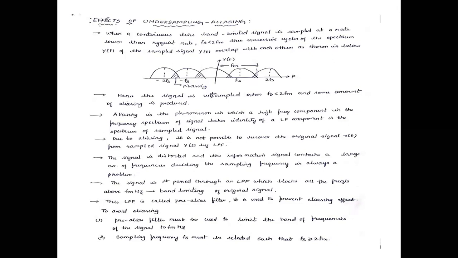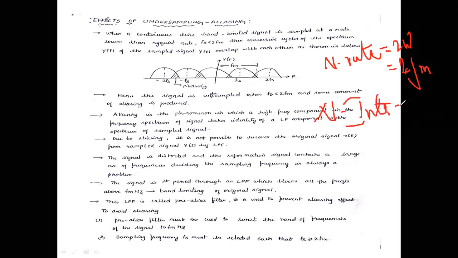what is the Nyquist rate here? 2 omega. Nyquist rate is 2 omega, my dear students. Omega means fm, the maximum frequency. Nyquist interval is 1 by 2 omega seconds. Here it is a hertz frequency. Nyquist rate is a frequency, 2 omega, where omega is nothing but the maximum frequency, 2 fm.